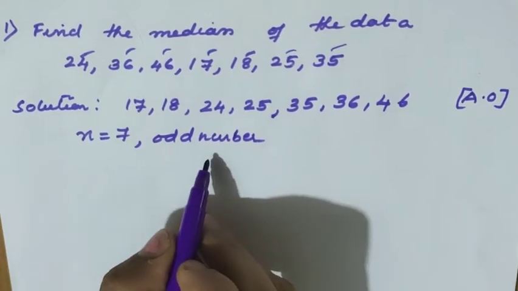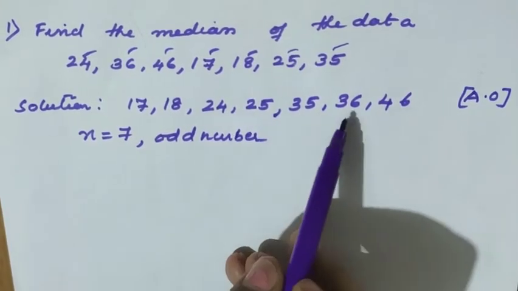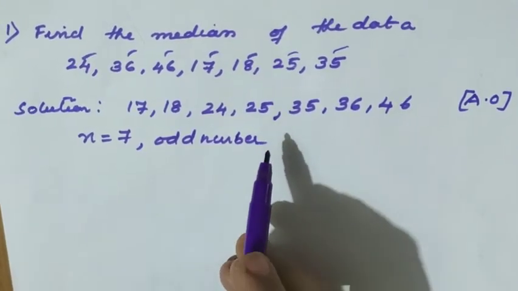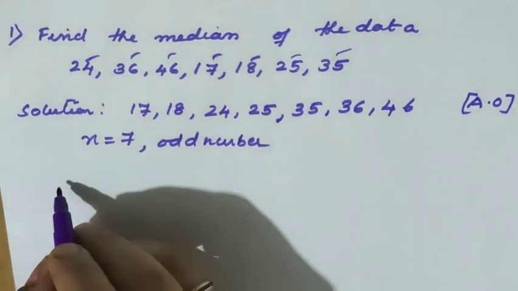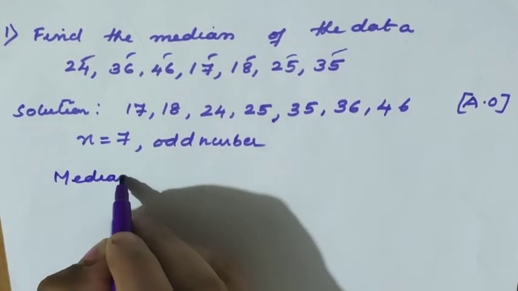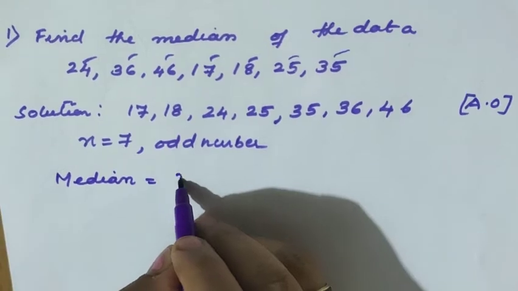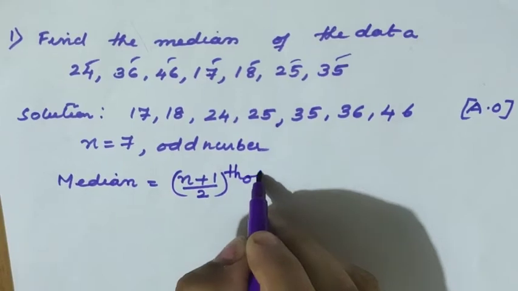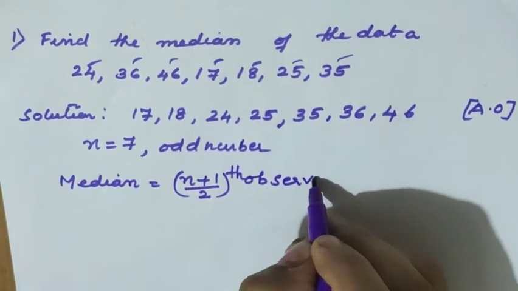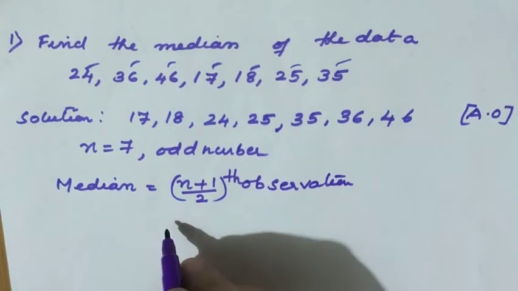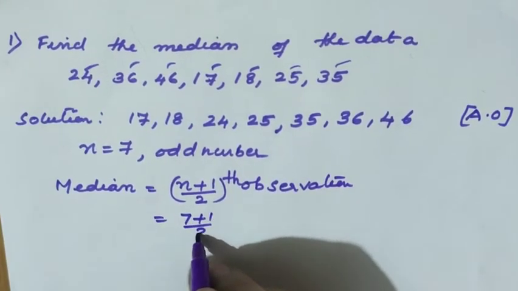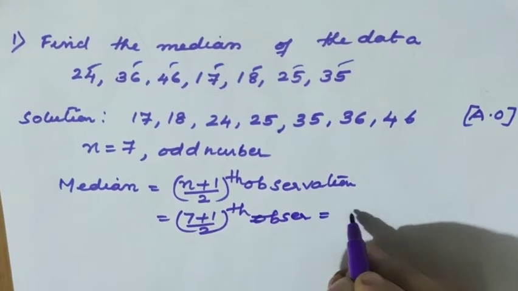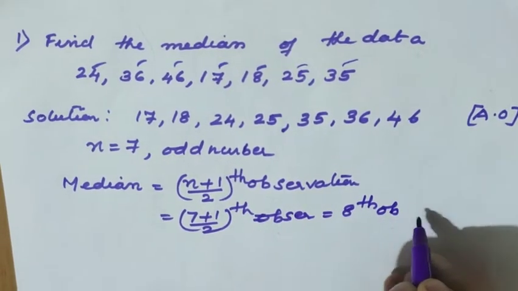Now if n is an odd number, then clearly it has a middle value. Which is that middle value? 25. How to get 25? That is the next step. So the median formula says that if n is an odd number, then median equals the (n plus 1) by 2th observation. What is the n value here? 7. So 7 plus 1 by 2, that means the 8th observation.